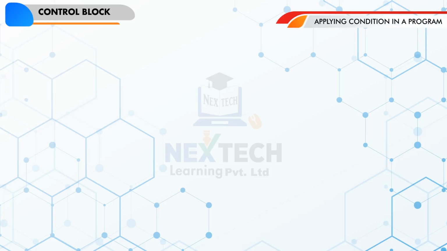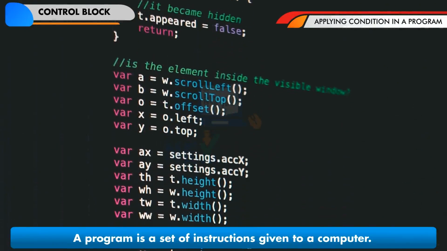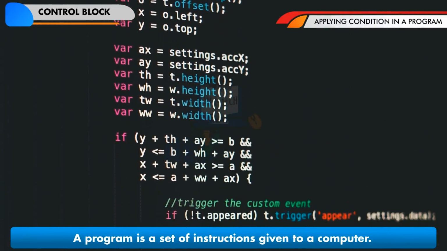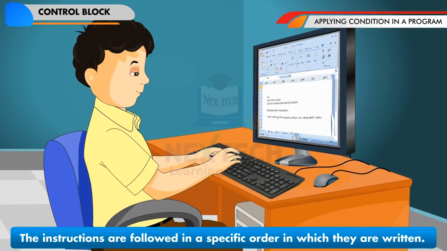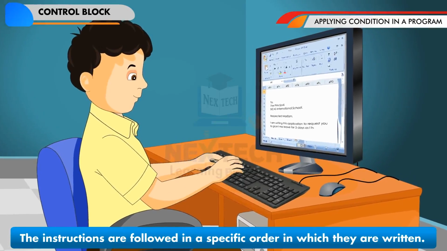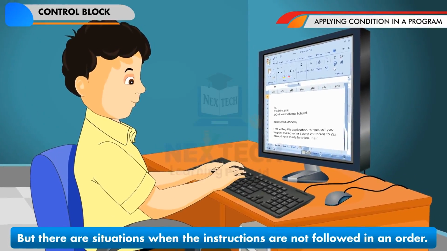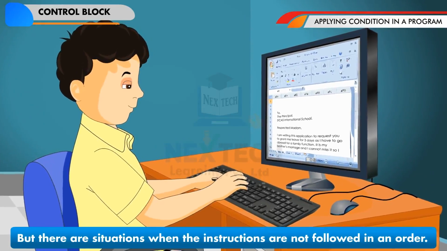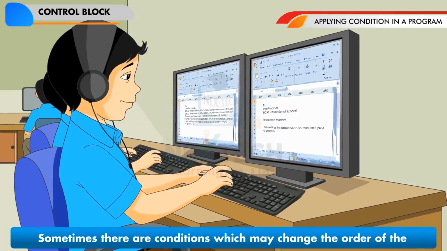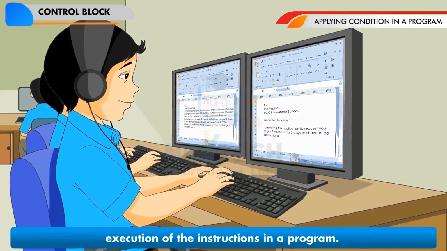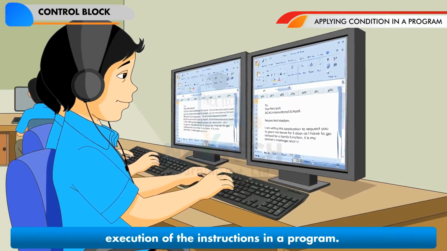Applying condition in a program. A program is a set of instructions given to a computer. It behaves according to the instructions given to it. The instructions are followed in a specific order in which they are written, but there are situations when the instructions are not followed in order. Sometimes there are conditions which may change the order of the execution of the instructions in a program.